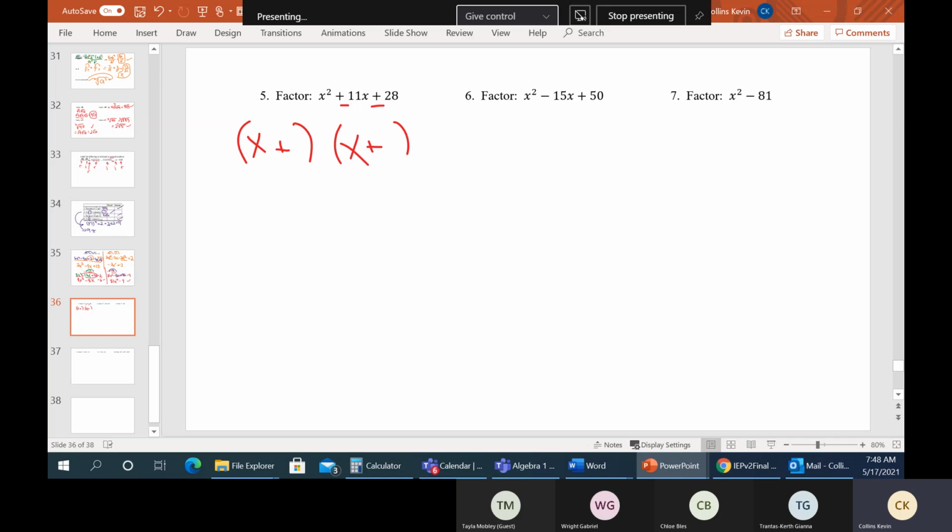Okay, not a lot of factors of 28. There's 1 and 28, there's 2 and 14, there's 4 and 7. And as Chloe discovered, 4 and 7 do add to 11. So that's our guys. Great job. Okay, go ahead and try the next one.